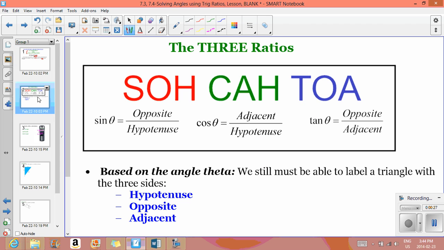So the same SOHCAHTOA still applies. Our three trig ratios are still SOHCAHTOA, where sine equals opposite over hypotenuse, cosine equals adjacent over hypotenuse, and tangent equals opposite over adjacent. Just like before, for the given angle theta, you still need to be able to label the hypotenuse, the opposite, and the adjacent.